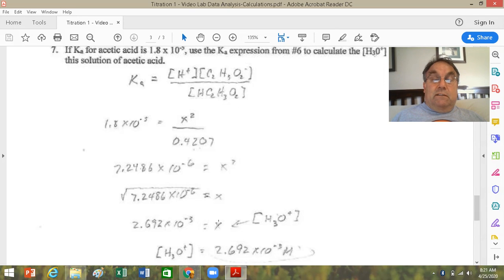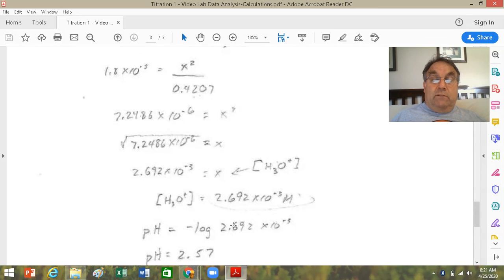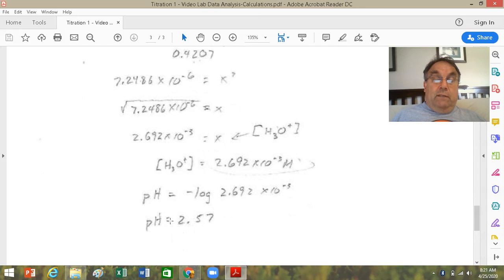Remember that X is the hydrogen ion, which is the same as the hydronium ion. So that's our first answer. The hydronium ion concentration is 2.692 times 10 to the negative 3rd molar. And then to find the pH, remember the pH is the negative log of that concentration. So you just take the log of that answer and make it positive. Negative of a negative is a positive, so the pH is 2.57.